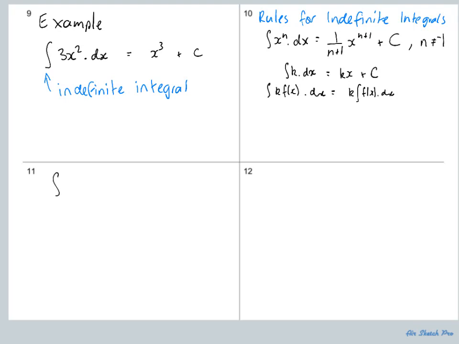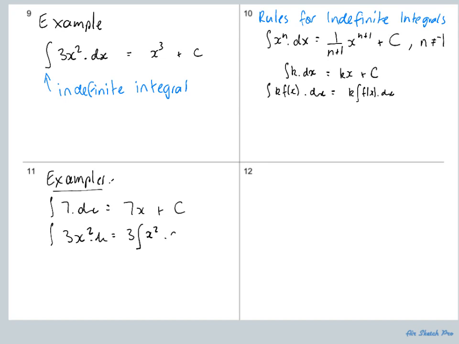So the integral of 7 with respect to x is equal to 7x plus c. The integral of 3x squared dx is equal to 3 times the integral of x squared dx, which is equal to 3 times a third x cubed plus c, which is equal to x cubed plus c. A clunky way of saying it, but that's what it basically means. It means you can take the constant outside.